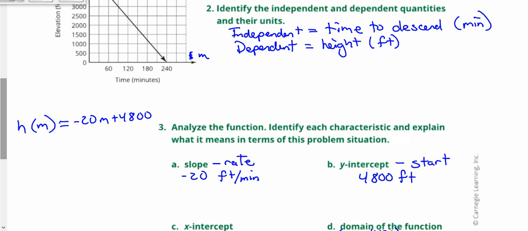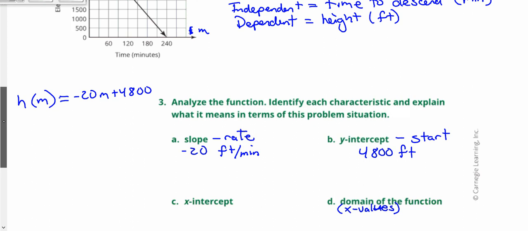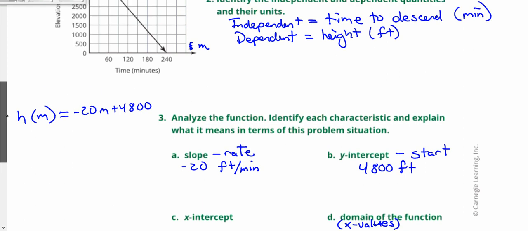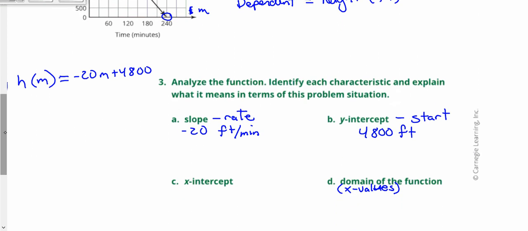Now our x-intercept, you kind of see it right down there at the bottom. They're going to be asking for it. X-intercept is where it crosses the x-axis, and it looks like it crosses about right there. So our x-intercept is actually at 240 minutes. And what does it mean? That's when they reach sea level.